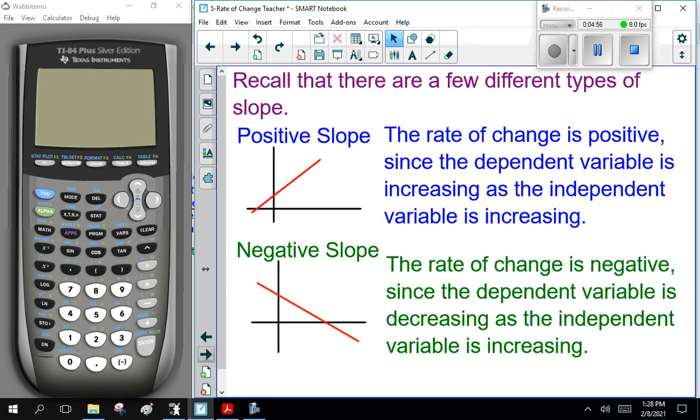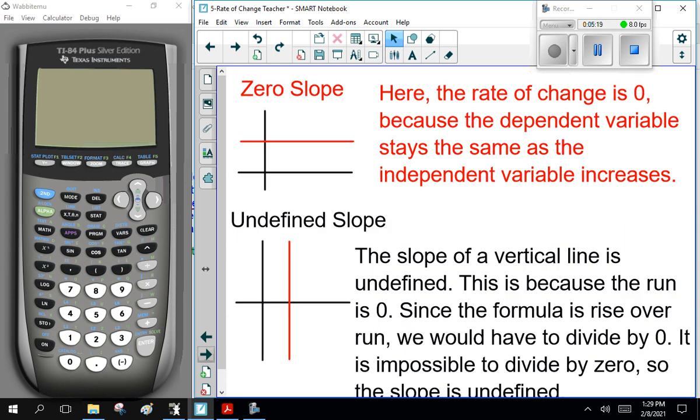Just a reminder, recall that there are a few different types of slopes you have to remember. Positive slope: the rate of change is positive since the dependent variable is increasing as the independent variable is increasing, so it's going up. Negative slope: the rate of change is negative since the dependent variable is decreasing as the independent variable is increasing, so it's going down. I know independent, dependent, something sucks, but you gotta remember.